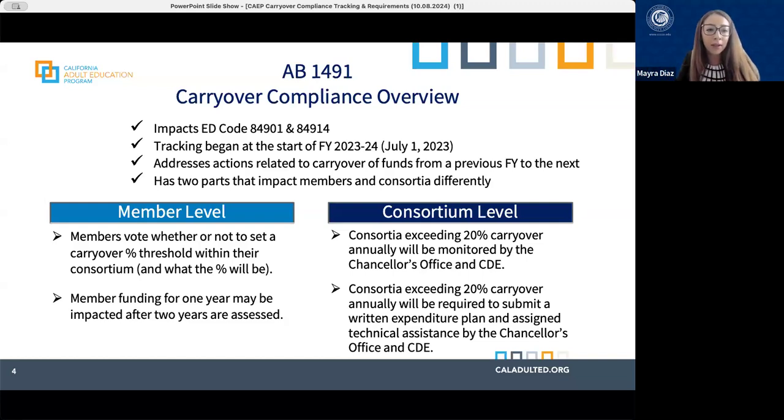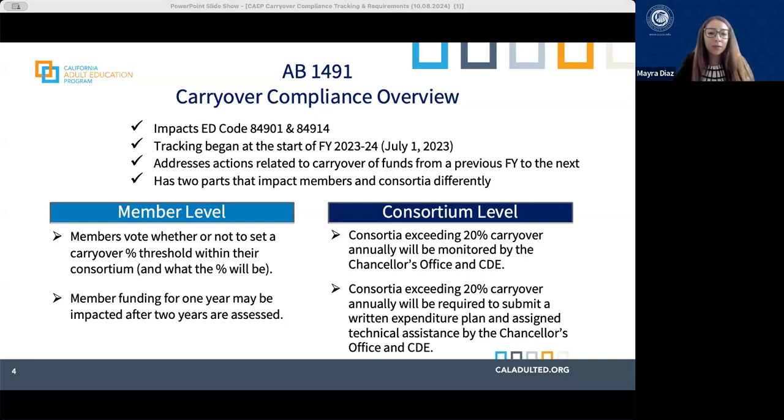One is centered primarily on the member level. It is assessing whether the member has excessive carryover. The distinction is that excessive carryover is not called out in legislation as a particular percentage threshold. The consortia and the members have an opportunity to designate and define how they're going to track excessive carryover within their bylaws and capture that in the CFAD. In legislation with member level carryover, member funding for 1 year may be assessed. It is assessed on an annual basis. However, it's being tracked for a consecutive 2-year period that will then prompt some actions, which is what we're going to walk through in today's presentation.